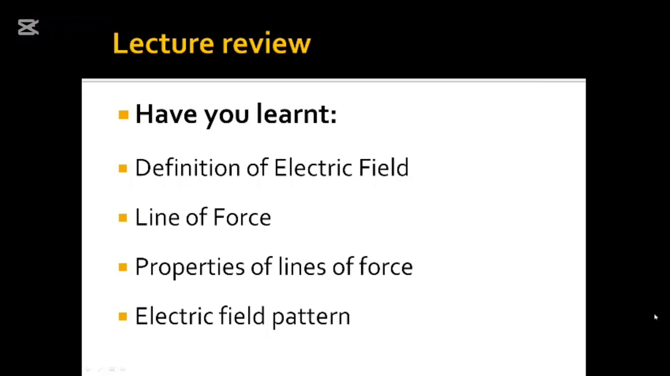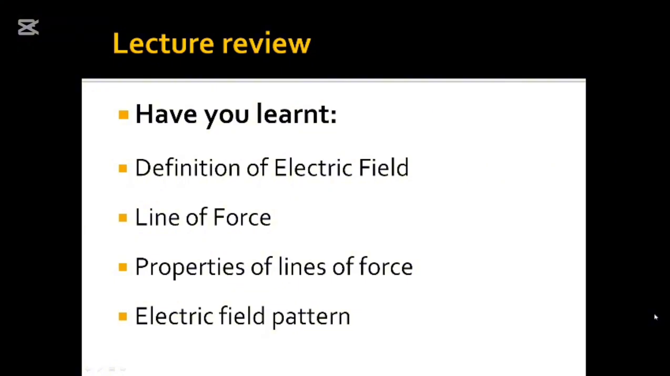Then for line of force, we've discussed the line of force and their properties. The major one you should know on the properties is that it must originate from the positive charge and terminate at the negative charge. Very important. And no two lines of force cross or intersect each other. Note these two because it's the regular they always ask during your examination.